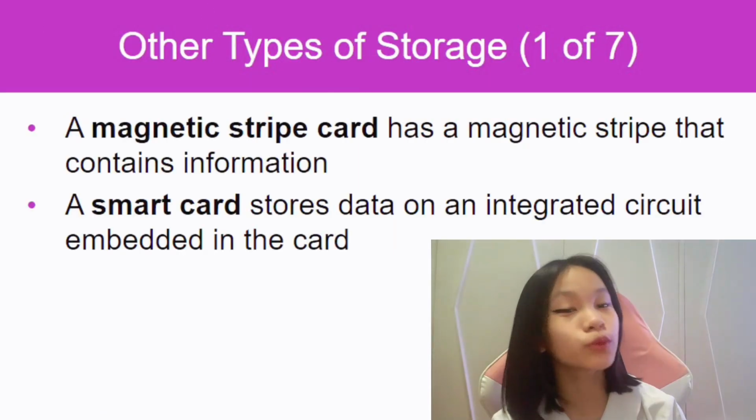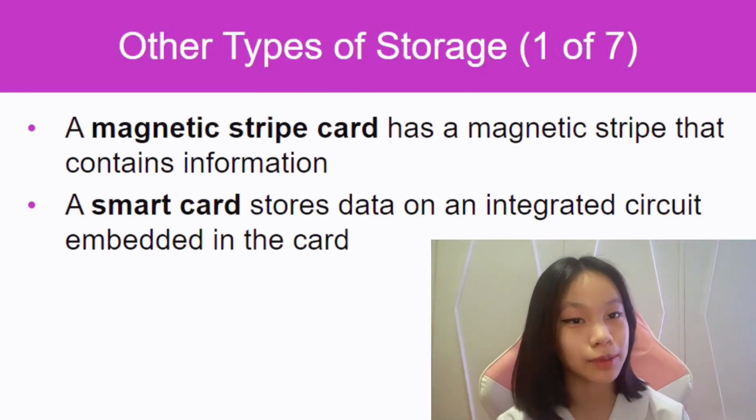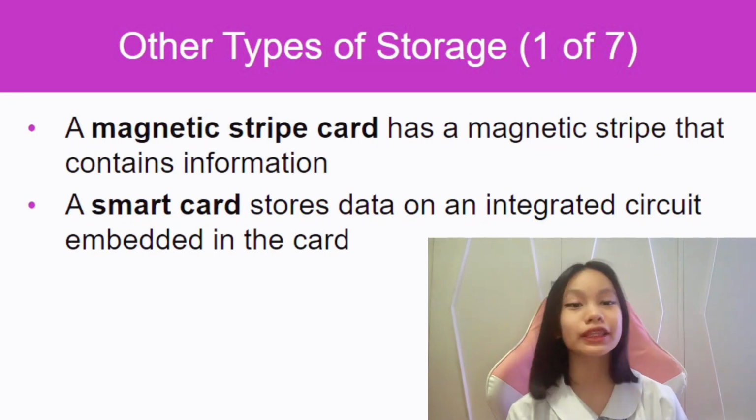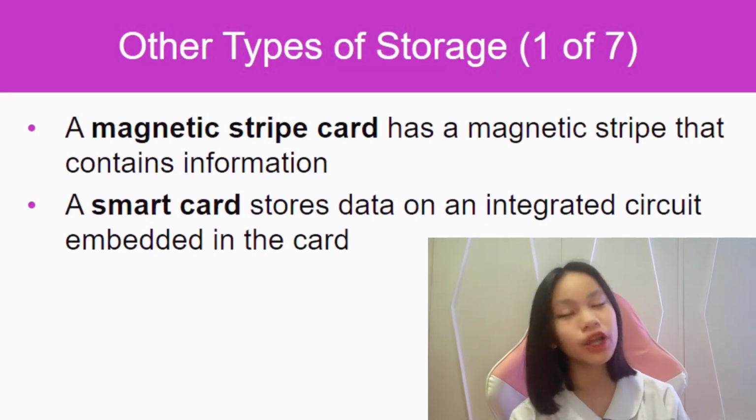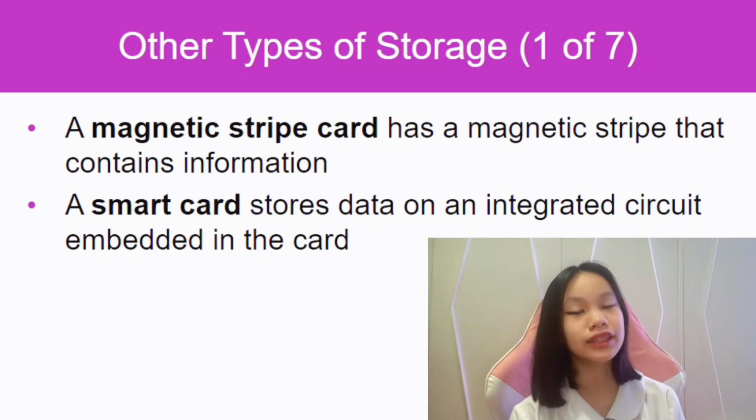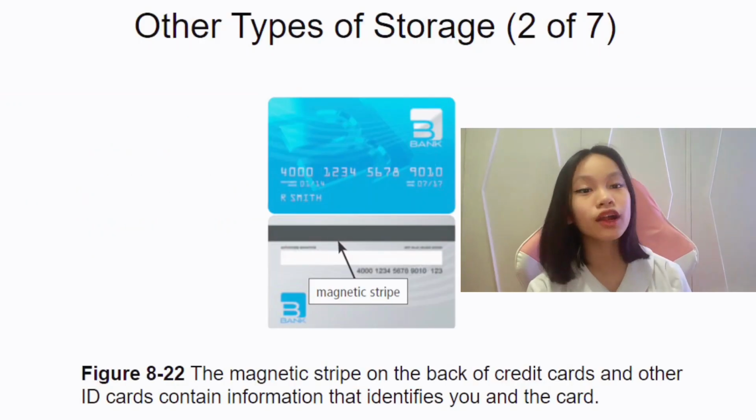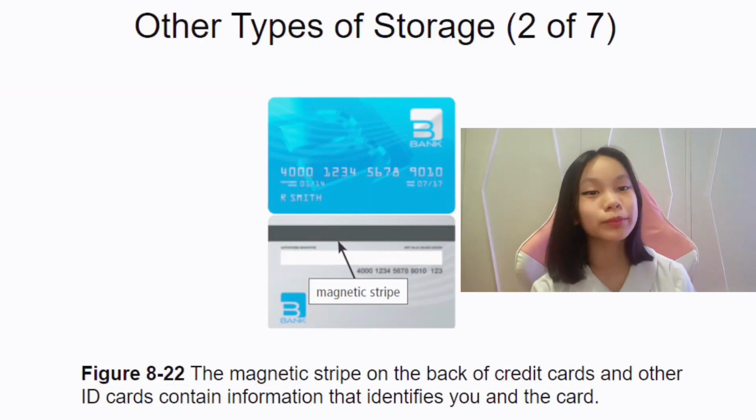Finally, we are down to our last topic, other types of storage. First is magnetic stripe card. Ang magnetic stripe card ay isang card na may stripe sa gilid that contains information. An example of this is credit cards. Kapag ni-swipe siya sa isang card reader, doon makikita ang information niya.